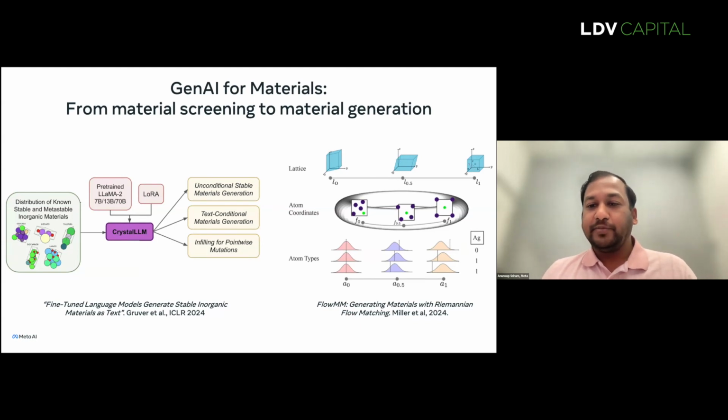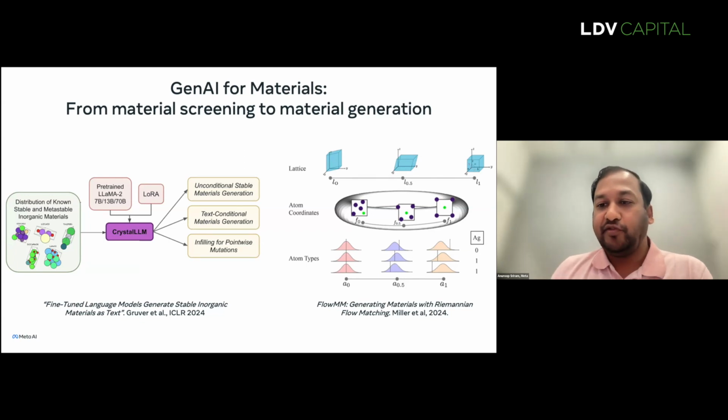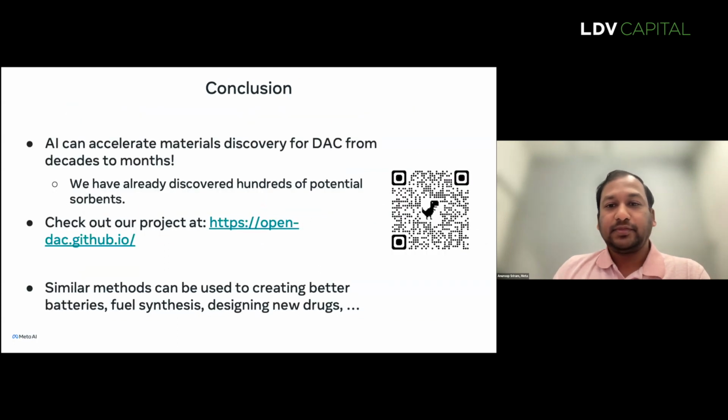We have recently developed two new generative models, one based on large language models and one based on Riemannian flow matching that we will employ to discover even better sorbents in the future. So to conclude, AI can accelerate the process of discovering new materials for direct air capture from decades to months. We've already used these methods to discover hundreds of potential sorbents, and we have more to come in the next few months. You can check out our project at the URL listed here and in the QR code. Our dataset, models, code, the discovered promising materials are all available as open source there.